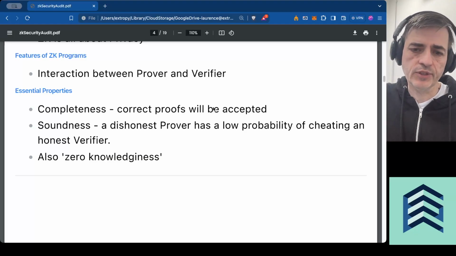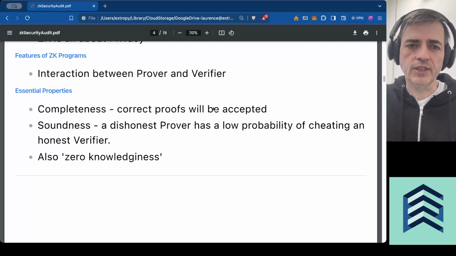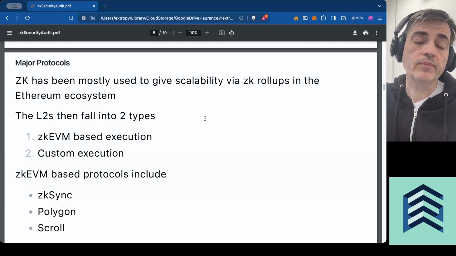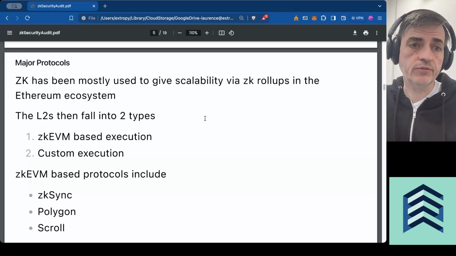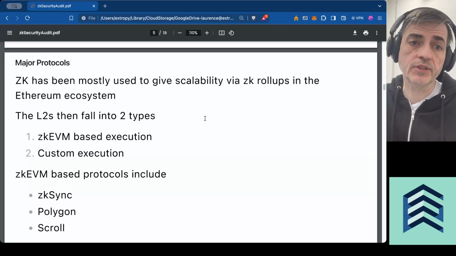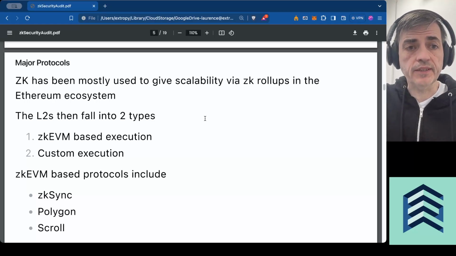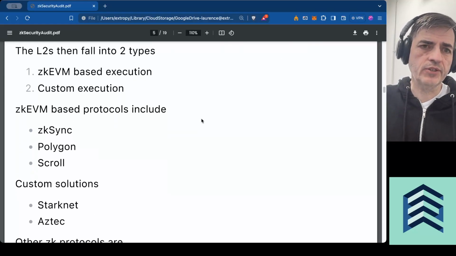They cannot reverse engineer the proof or anything like that to find out what that secret input was. Okay. So the major way this has been used, very widely, to help with scalability, is via ZK rollups or validity rollups in the Ethereum ecosystem, and those have been used to create the layer 2s, and of those we have a couple of major types.